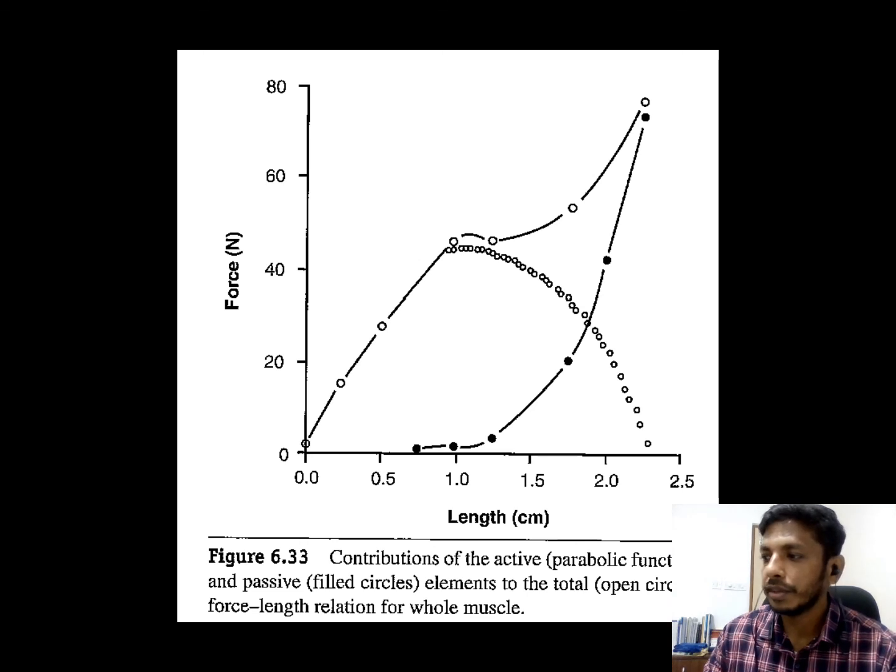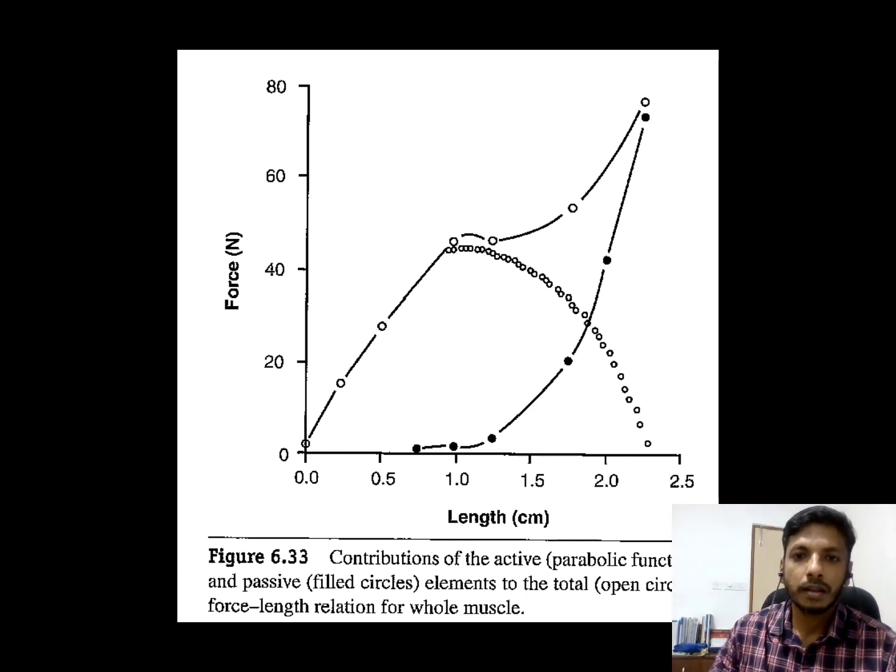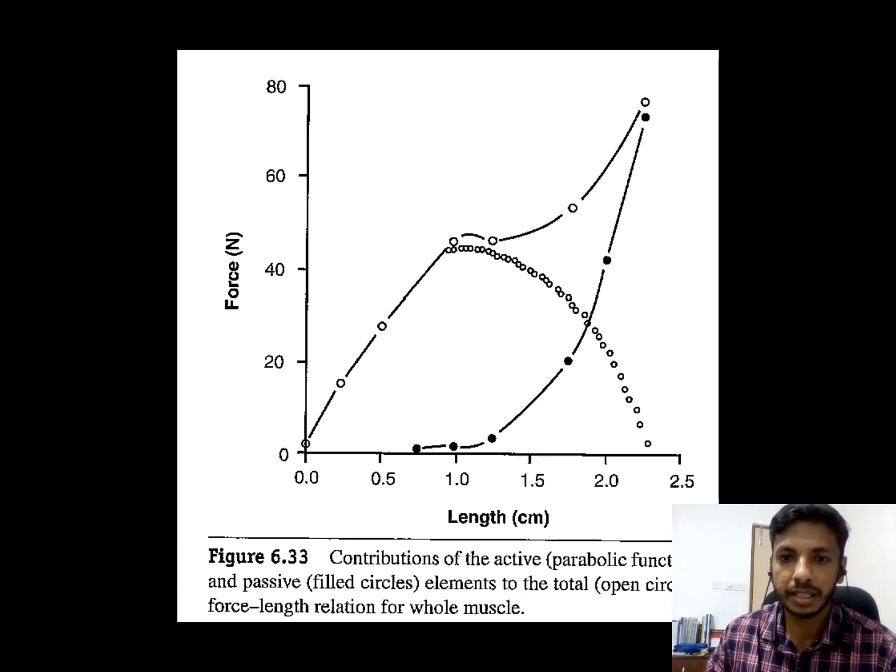So what we have taken is the individual length-tension relationship of a particular sarcomere. But here, if you take it as a whole muscle, we have active muscle force production as well as the passive force, as we have seen the passive elements also contribute to the total force. So the summation of the active and the passive force contributes to the total force of the whole muscle.